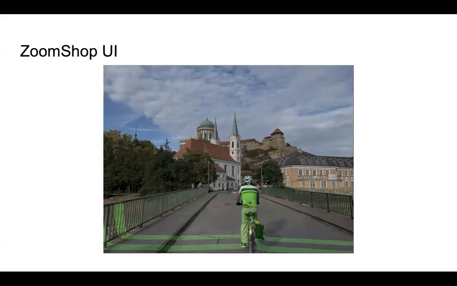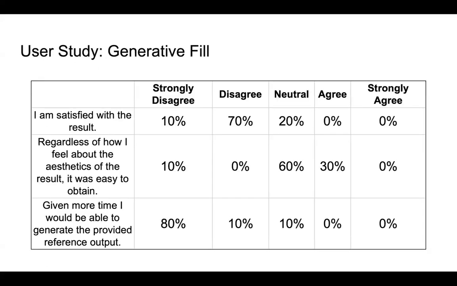It essentially allows users to select depth ranges directly from the image and set appropriate scale values manually. Once the participant felt comfortable enough with both UIs, I showed them an input image and an output image generated by ZoomShop, and then gave them 5 minutes with each tool to recreate the output. I then presented them with the following statements to rank on a 5-point Likert scale for both generative fill and ZoomShop.